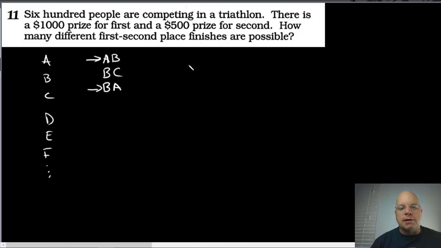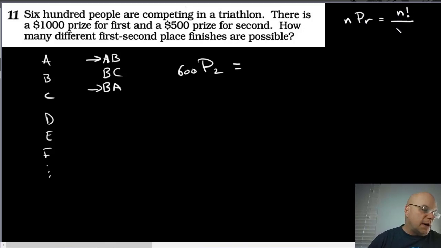So we have 600 items, 600 people in this case, taken two at a time. So it's a permutation of 600 people taken two at a time, and the formula for permutations is, I really should give the general formula first, nPr, the permutation of n items taken r at a time, is equal to n factorial divided by the difference between n and r factorial.